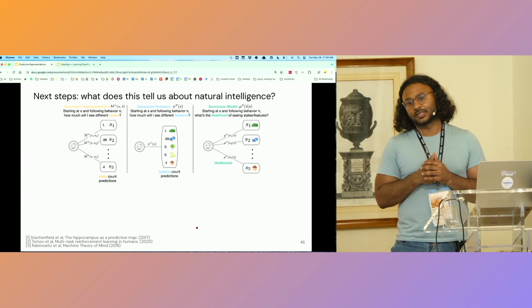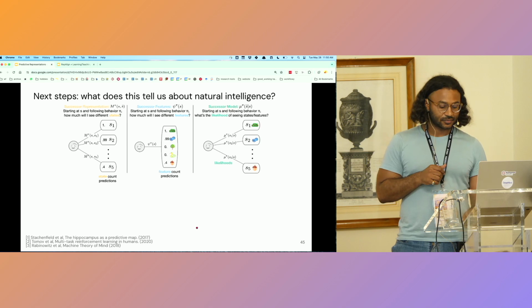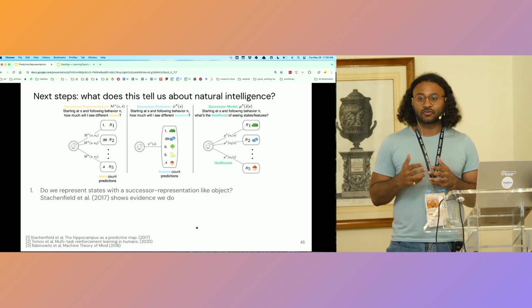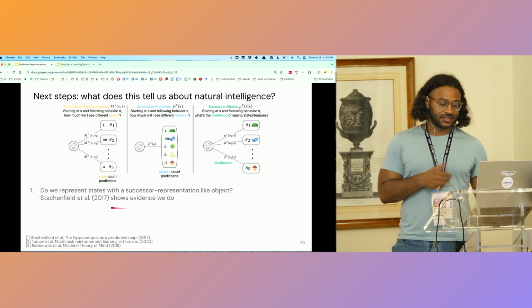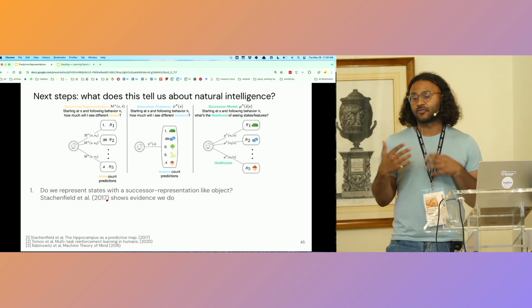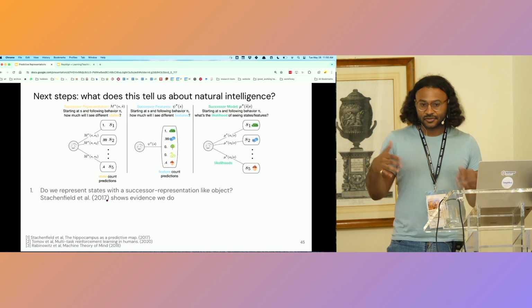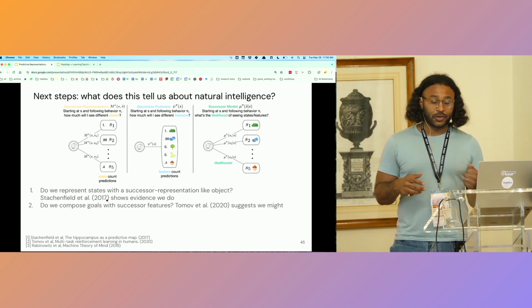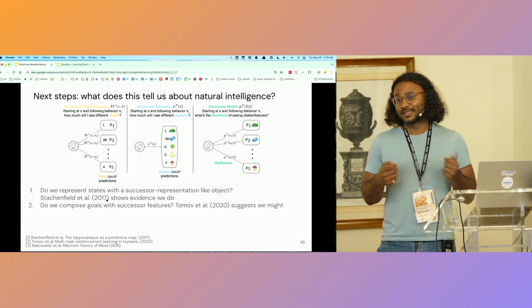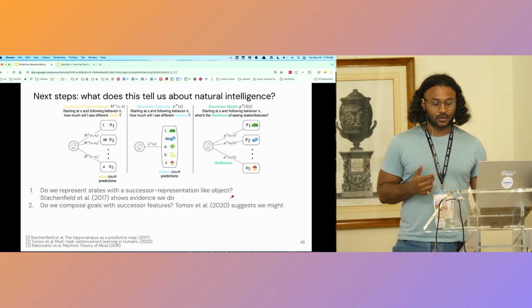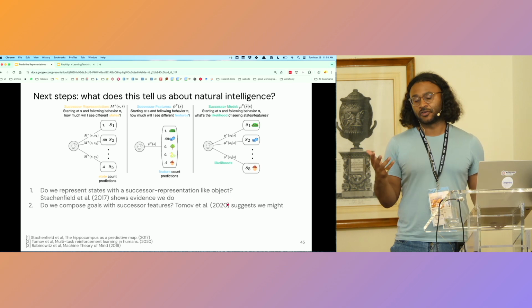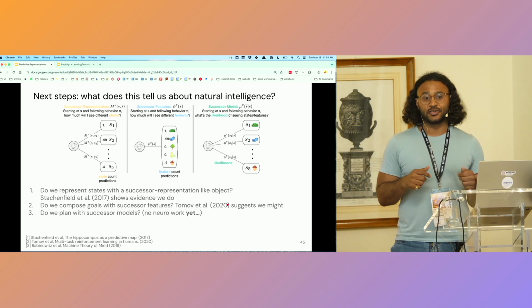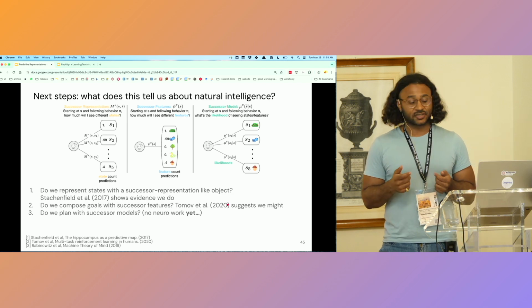What might this tell us about natural intelligence? One question is, do we represent states with a successor representation-like object? Stachenfeld et al. have some evidence that rats might, and there's other evidence that animals might. Another question is, do we compose goals with successor features? And Tomov et al. have some evidence that suggests that we do. Another interesting question is, do we plan with successor models?